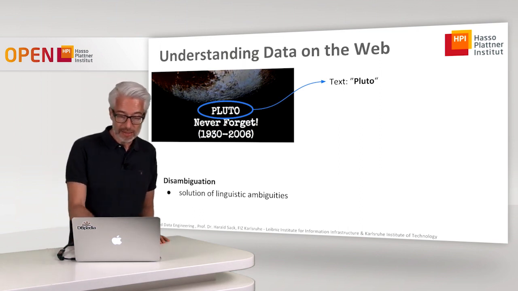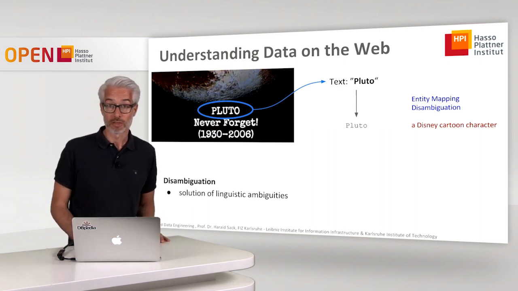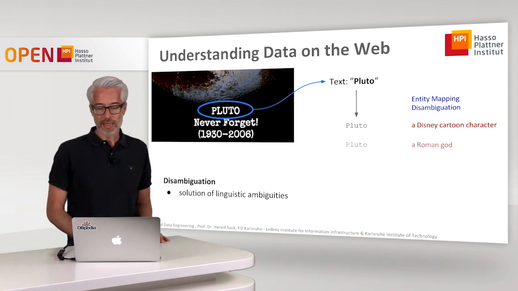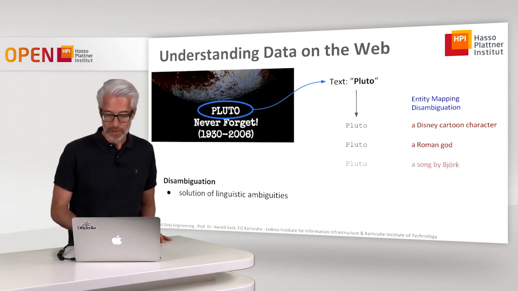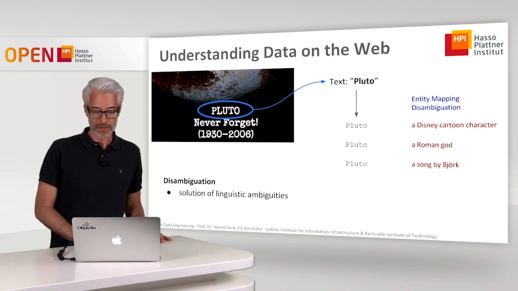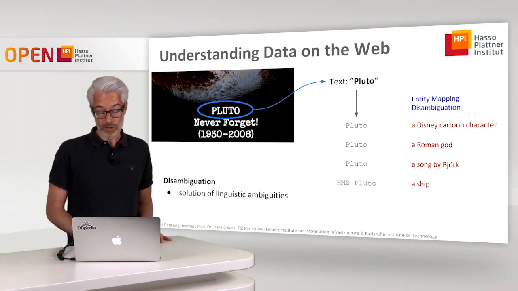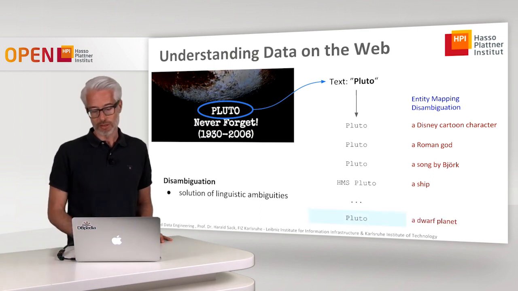So it means that the text Pluto can stand for an entity, for example, for the Disney cartoon character, for this dog, you might know that. Or it might stand for a Roman god, so the god of the underworld in Roman mythology. Or it can be a song title, a song by the Icelandic singer Björk. Or of course it can be a ship, HMS Pluto is a ship, and of course it can also mean a dwarf planet.